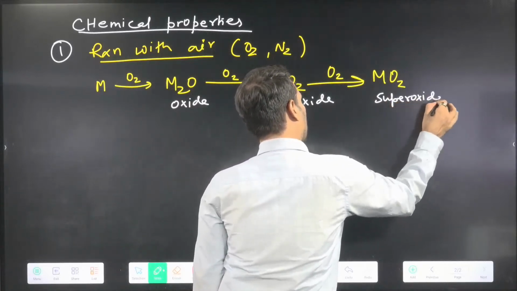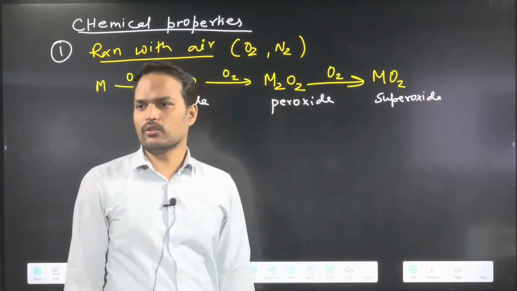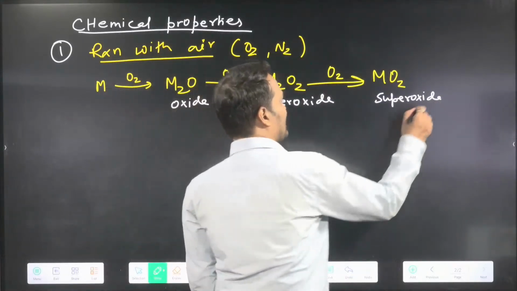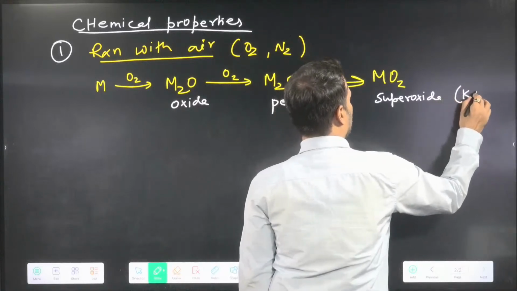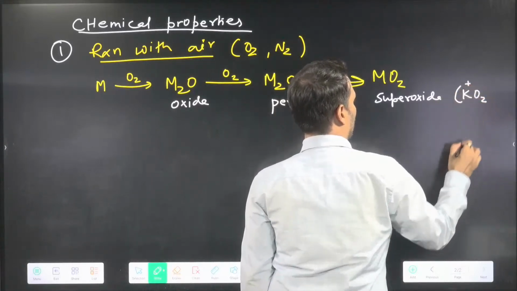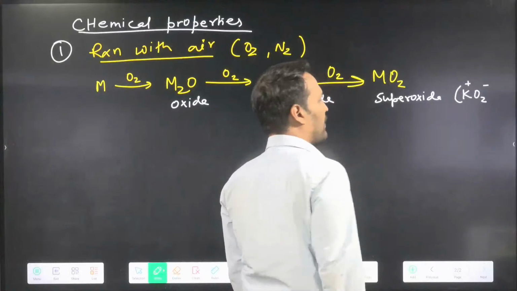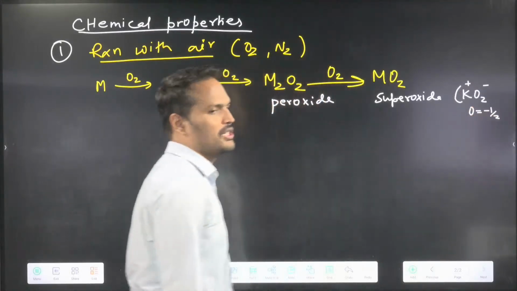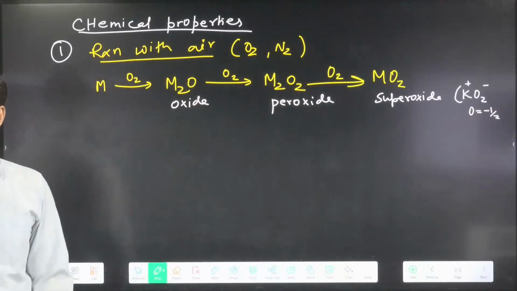Can you tell me the formula of superoxide? Because there is a question in NCERT 9.1. They have given an example like this: KO2 is there. What is the charge? So K+ and O2-. So each oxygen has a minus half oxidation state. Clear? 9.1 question.